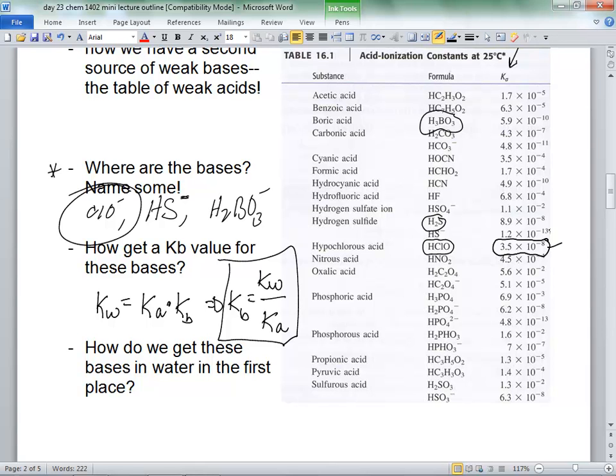Last question. This is what I think makes these problems confusing, if they're not confusing enough. How do you get all these bases we wrote into water? Here's a vial on a shelf in this chemistry lab. We have all these chemicals over there. Can I go to a shelf and find a bottle that says HS minus, or H2BO3 minus, or OCl minus?